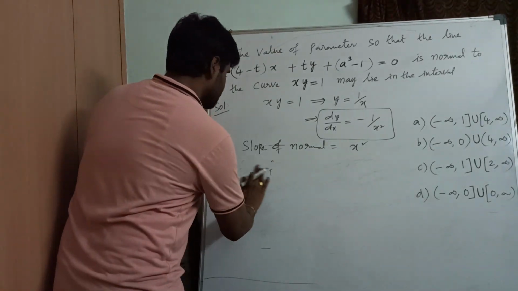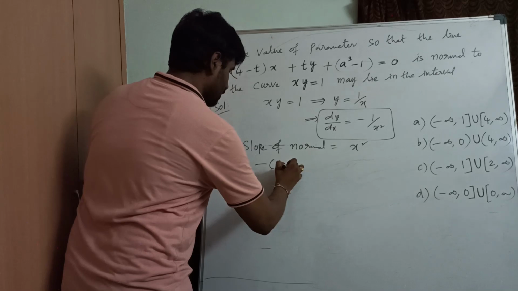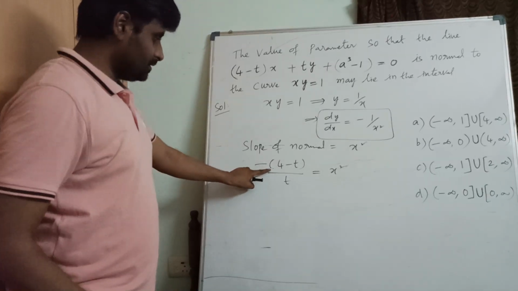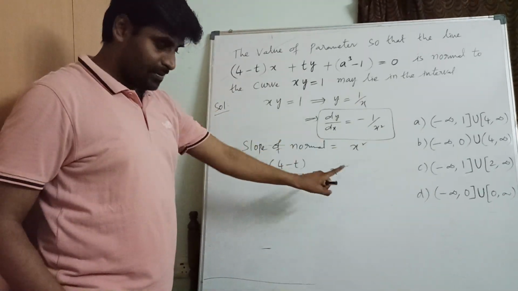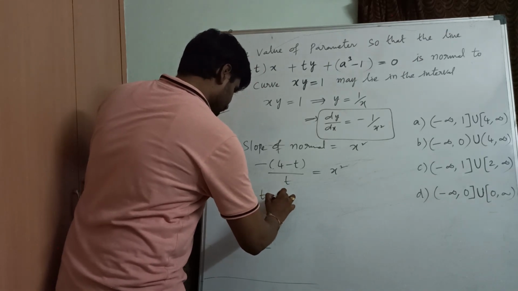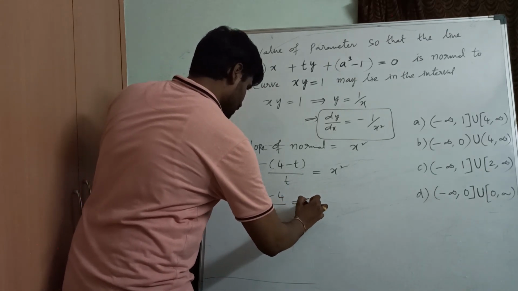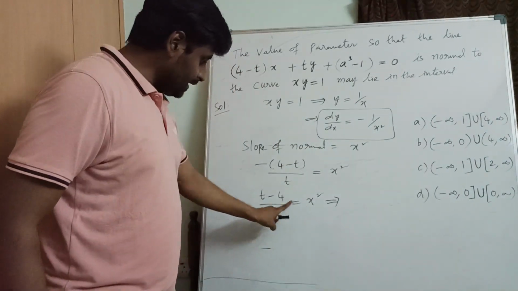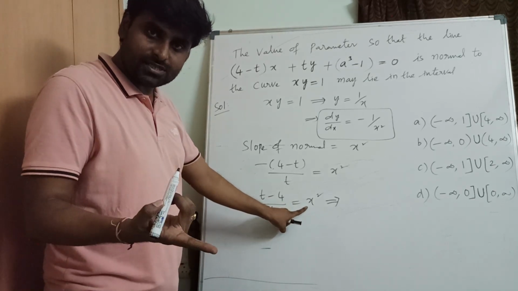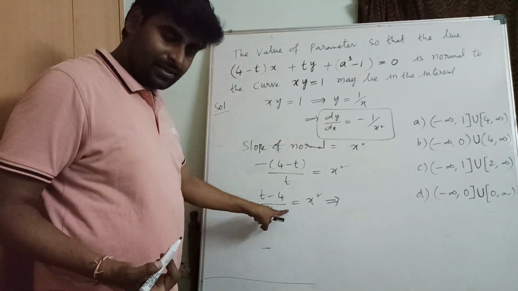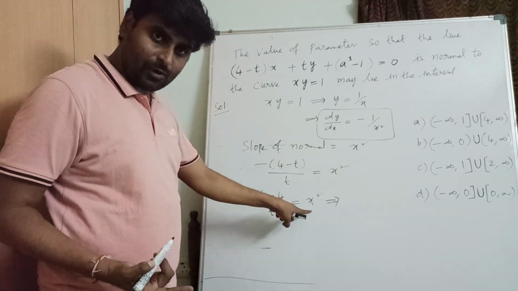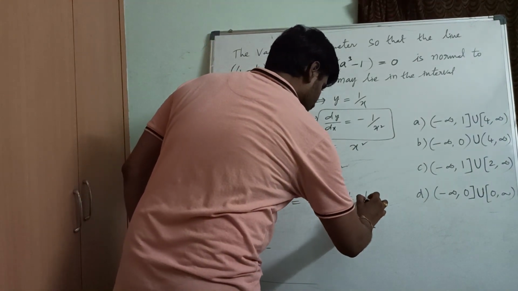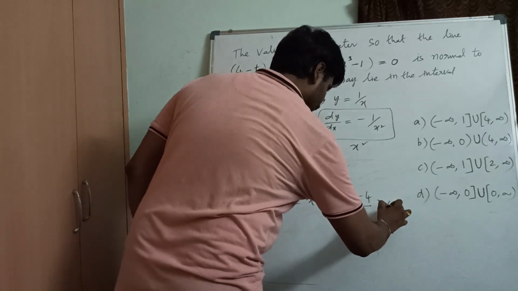Okay, so now let us substitute directly here. Minus of (4 - t)/t. Clear? So now that is the slope of the tangent, and the slope of the normal is x^2. Now taking the reciprocal, we can write (t - 4)/t = x^2. So already the (t - 4)/t value is x^2. x^2 means positive, so this value also must be positive, because the right side value is always positive. So the left side quantity also must be positive. That means (t - 4)/t is always greater than 0.